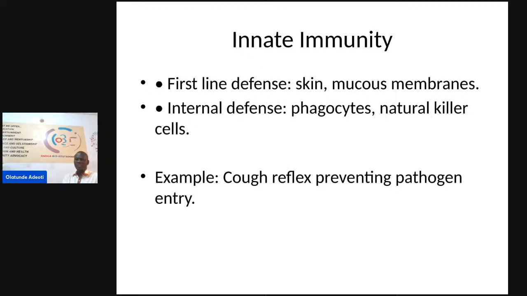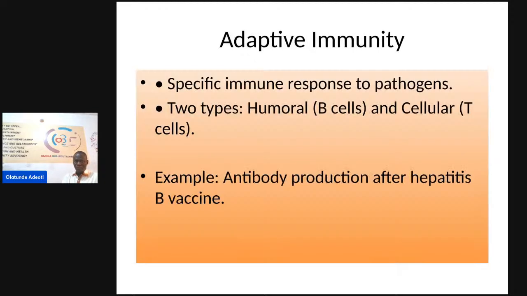So what your body is trying to do is to remove the pathogen from entry, and it is part of the innate immune mechanism. The adaptive immune mechanism consists of specific immune responses, which are due to two different types of cells: humoral, the one that involves B cells, that is antibodies, and cellular, the one that involves T cells. An example is antibody production after the hepatitis B vaccine.